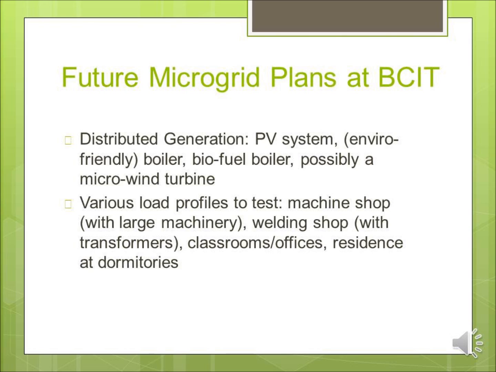The BCIT project is going to extend to the entire campus. They plan to use a PV system, an environment-friendly boiler, a biofuel boiler, and possibly a microturbine. The campus is well situated to conduct research since they have various load profiles on the campus to test from. This includes a machine shop with large machinery, a welding shop with transformers, standard campus loads such as classrooms and offices and cafeterias, and residential loads at the dormitories.